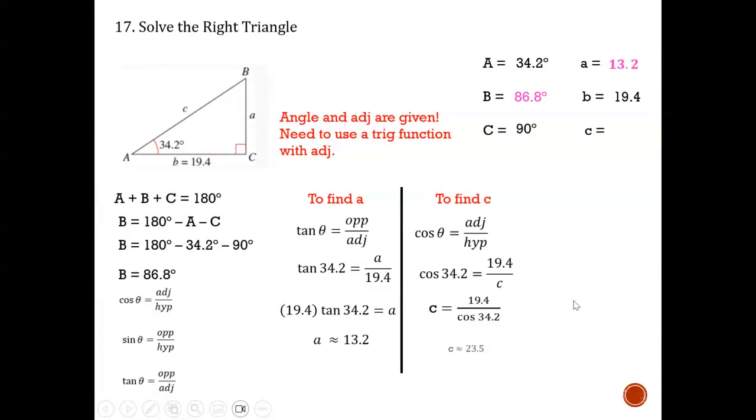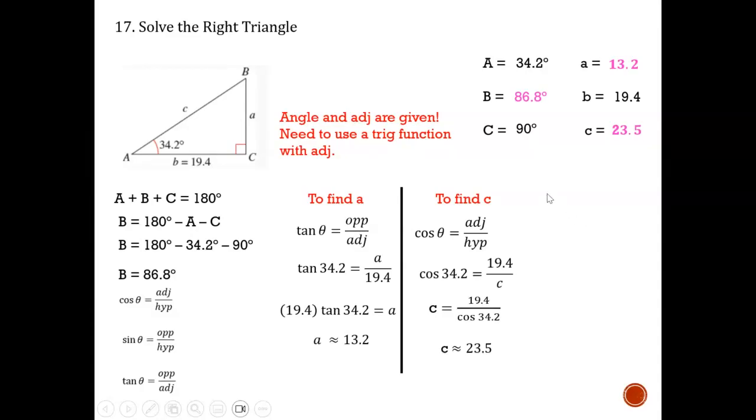We use the calculator, and c equals 23.5. That's my value for little c. So that's how you solve a right triangle. Okay, that's how you solve a right triangle.